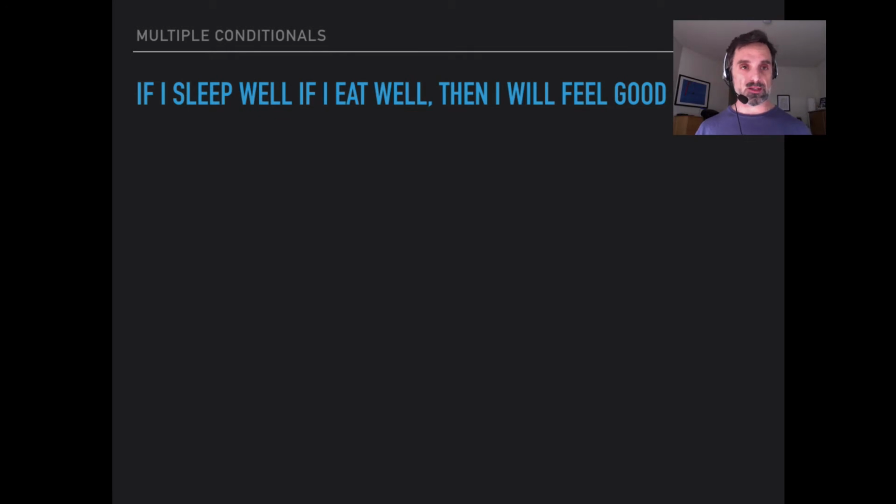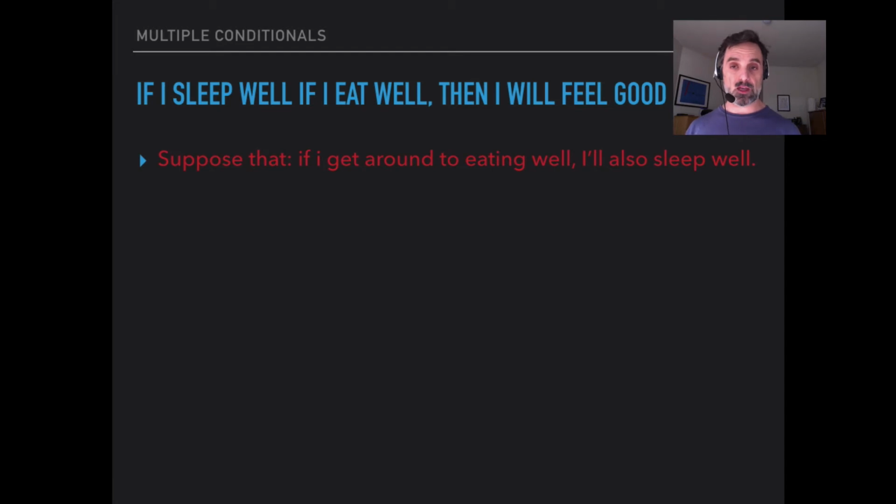Now consider this sentence. If I sleep well, if I eat well, then I will feel good. Well, we want to suppose the antecedent is true and then ask what's going to happen. So we'll suppose that if I get around to eating well, I'll also sleep well. This doesn't say I do eat well, it doesn't say I do sleep well, it doesn't say I don't eat well, it doesn't say I don't sleep well. It says if I were to eat well, then also I would sleep well. But do I eat well? Do I sleep well? It doesn't say.